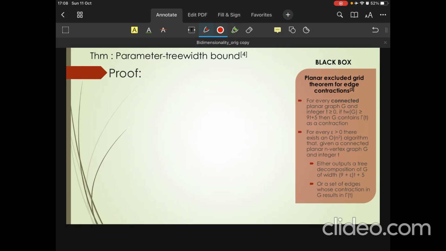So we'll say let gamma t be the largest contraction of G, that is, gamma t plus 1 or any further bigger gamma is not a contraction of G.